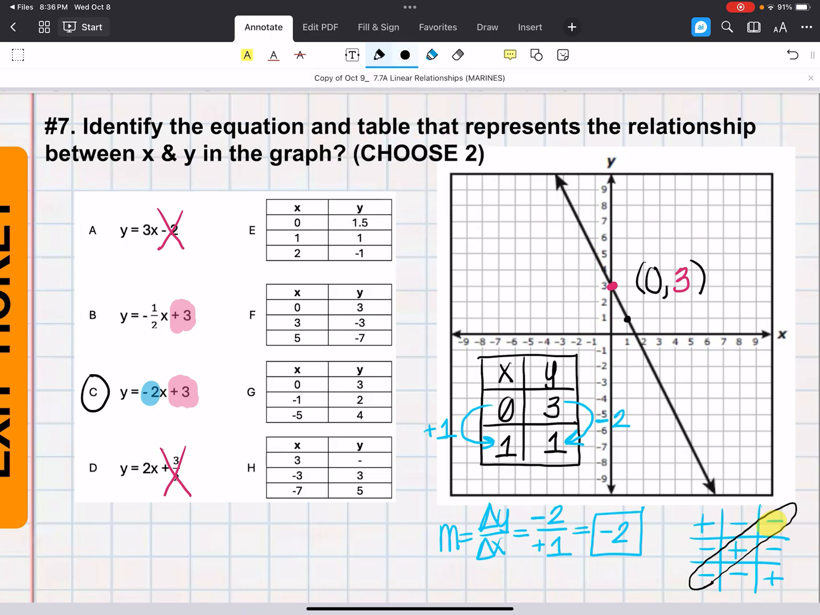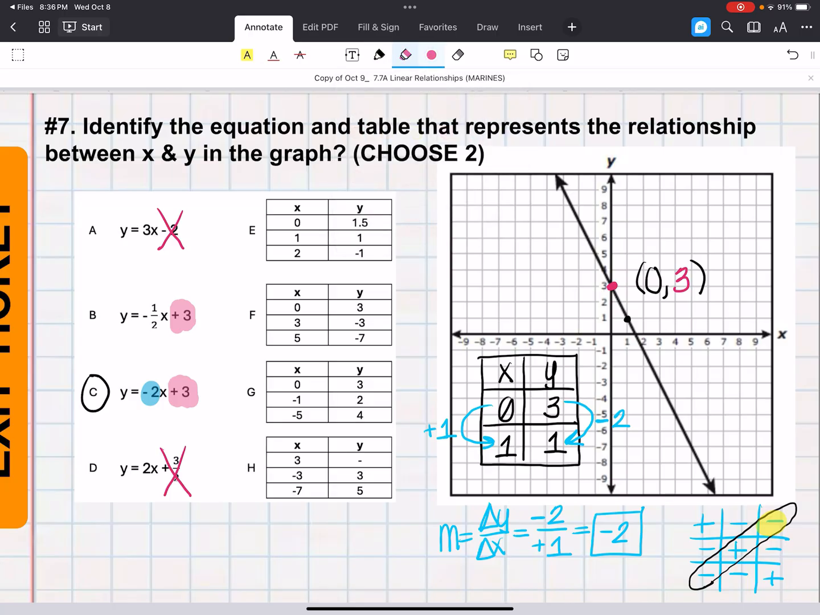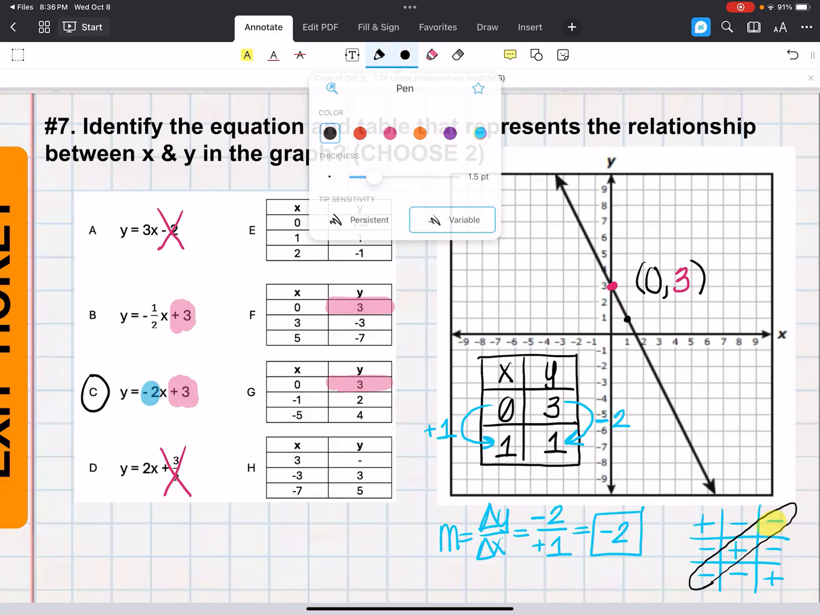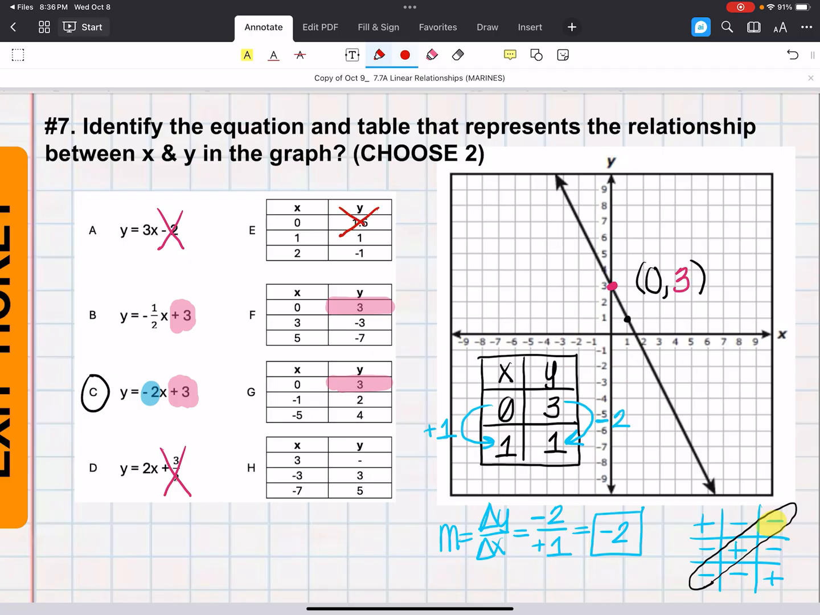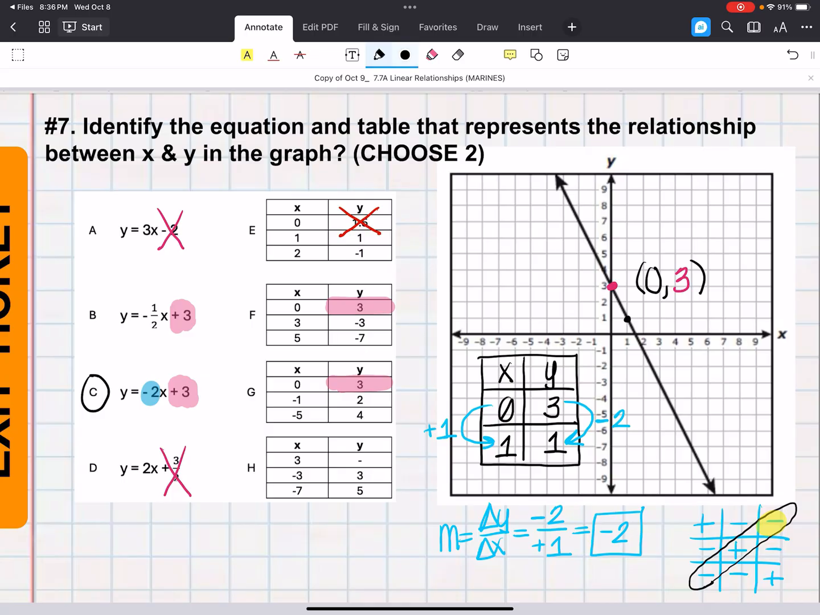And then lastly, for the table, remember, just plot the points. Right away, I'm going to look for my initial amount of +3 when x is 0. So from here, you are able to eliminate E. The 0 for some reason didn't come out. Now we're only left with F, G, and H.